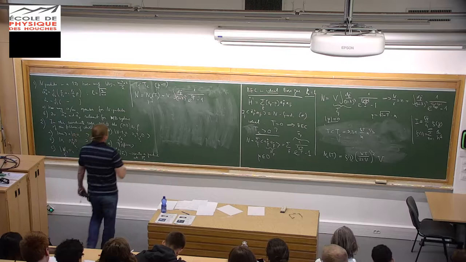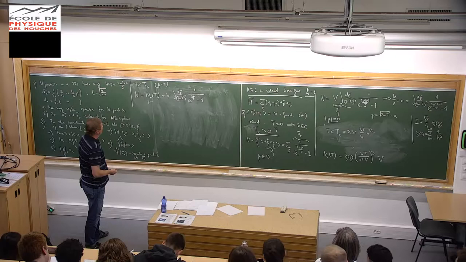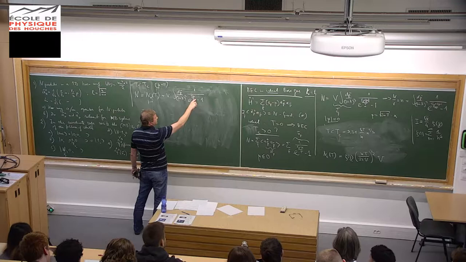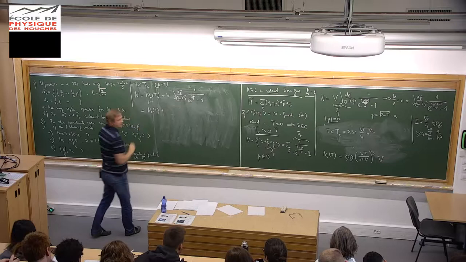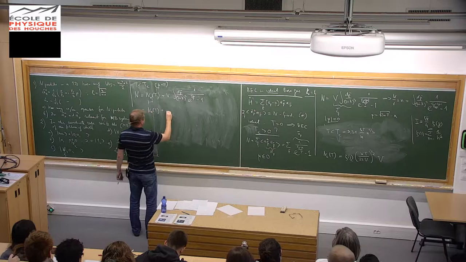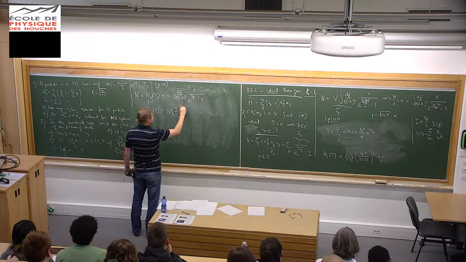And if you do some simple rescaling, I introduce T_c and rescale my p such that I come exactly to the answer. So it's N_0 over N, and this integral you can easily calculate. It's N times (T over T_c) to the power 3/2.